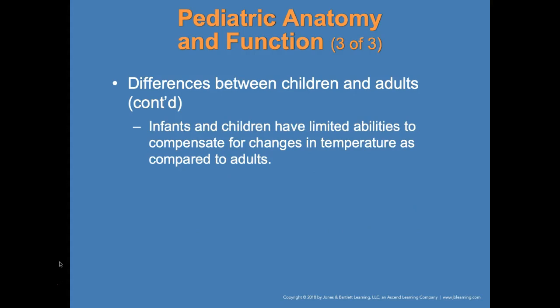All right. So children have a greater surface area relative to the mass of their body than adults. This means that they lose heat faster than adults, and then they have limited abilities to compensate for those changes because of that larger surface area.